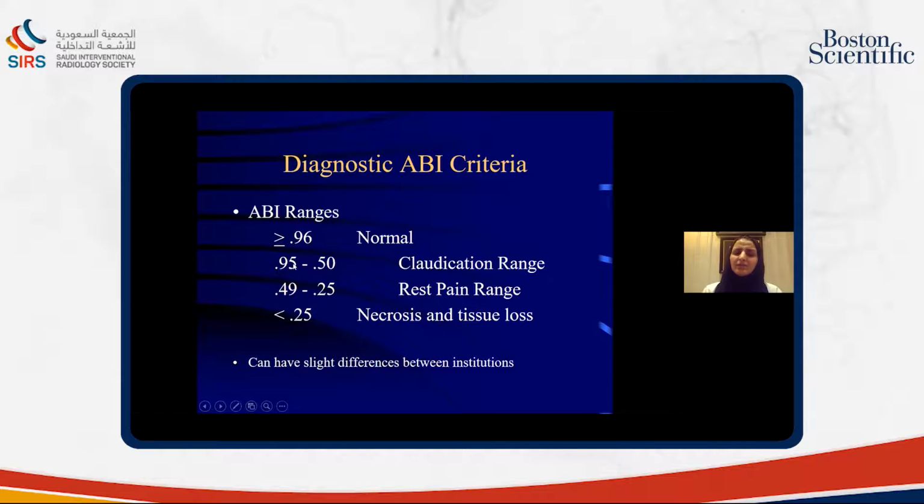From 0.95 to 0.50, claudication. Claudication is the pain that comes when the patient is doing exercise. When the patient complains of pain during exercise, usually we call it claudication. Rest pain will be less than 0.50, from 0.49 to 0.25, and this is really worse. Necrosis and tissue loss if it's less than 0.25.